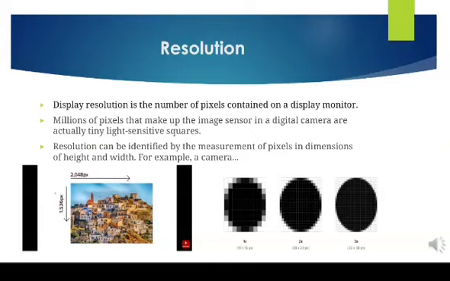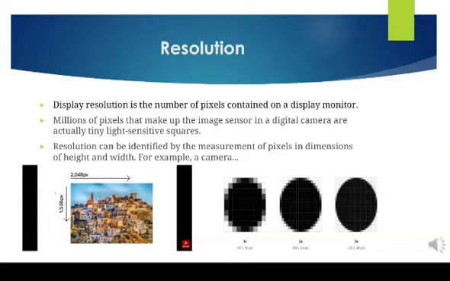In the image, you can see 2048, that is the row pixel count, and 1536, that is the column pixel count. Then we can define the pixel resolution of an image as 2048 multiplied by 1536.